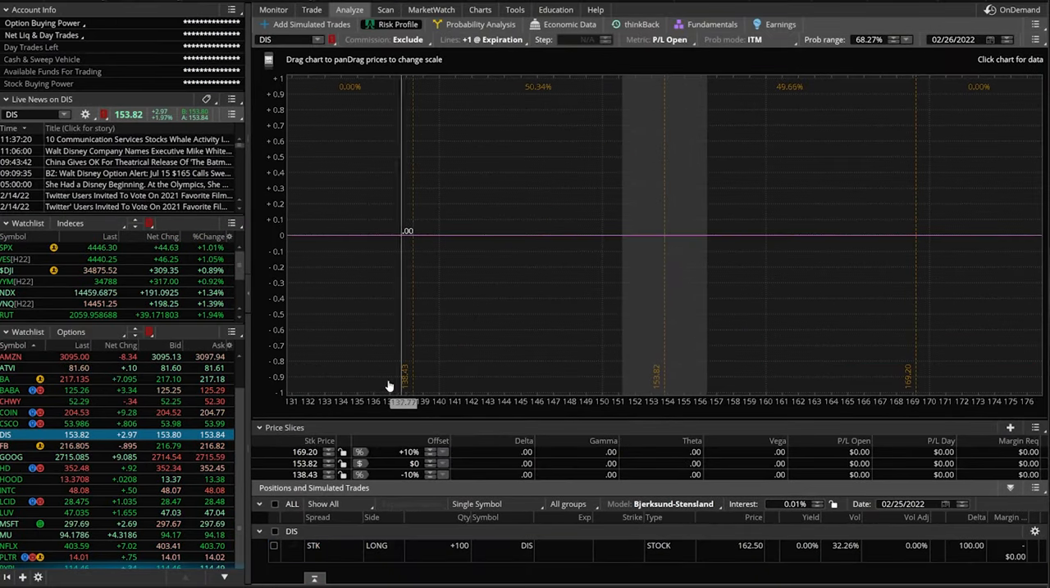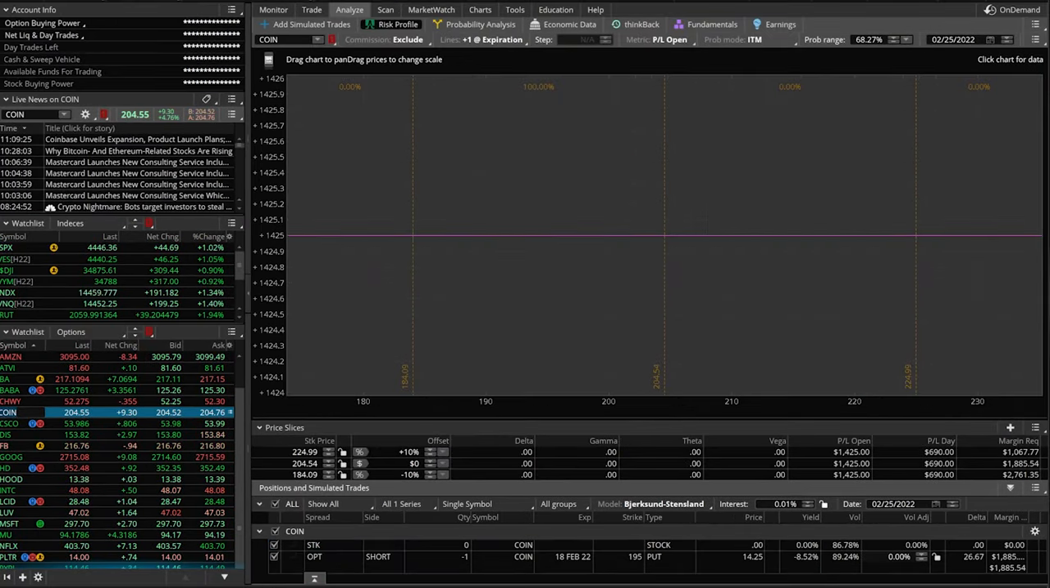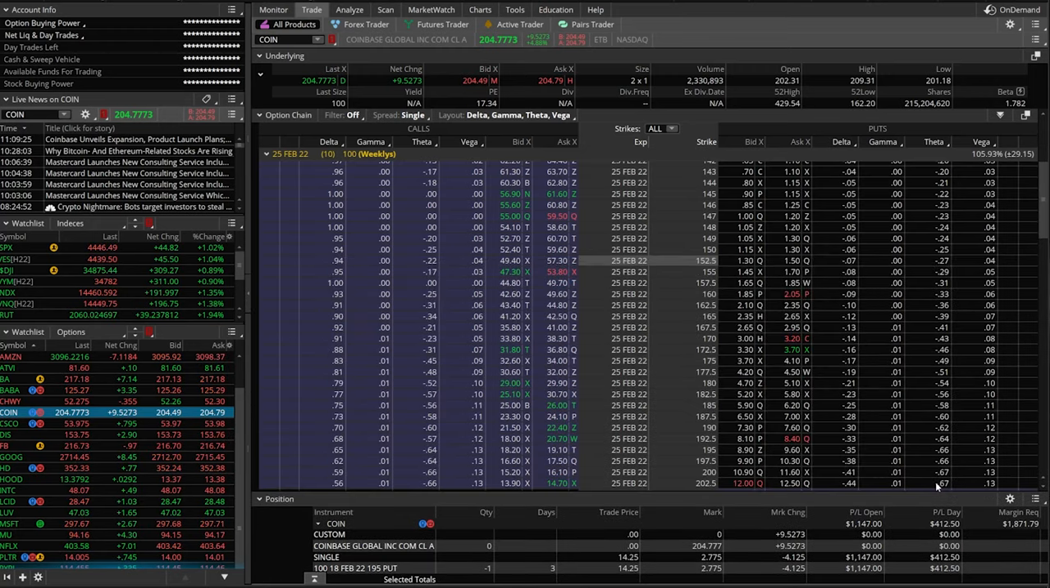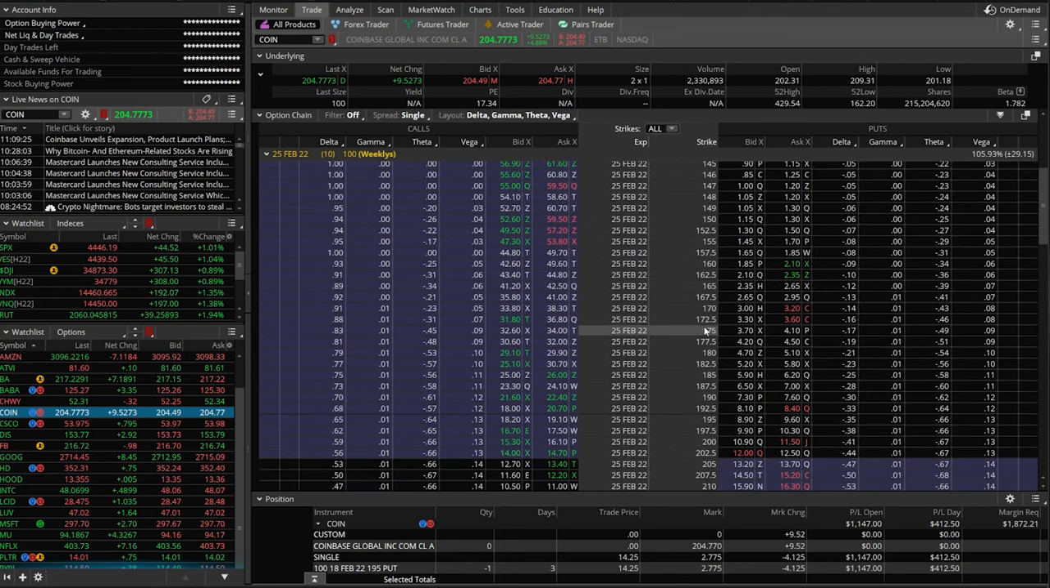But let's take a look at another example, just so you guys get the hang of it. Let's come over here and we'll do the same thing for Coinbase. Currently trading at 204.55. We'll go back to the option chain. Let's first go ahead and delete out this Disney butterfly spread, and we're going to use the same expiration, 25 February. Now, instead of picking a strike right at the money, let's instead say you thought it was going to go down to 170 by 25 February, and we wanted to bet on that.